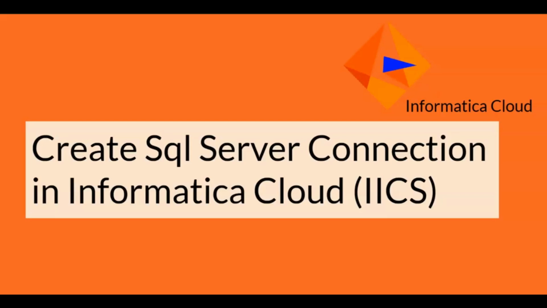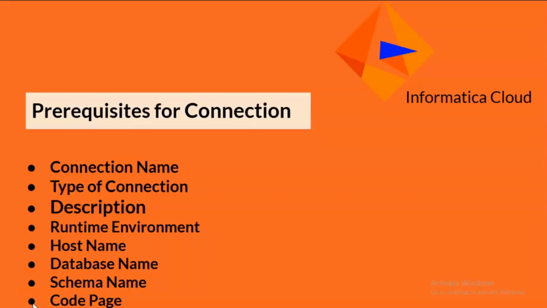Last time we created a flat file connection in IICS, but today we're going to look at how to create a SQL Server connection in IICS. It's super easy. Before creating a SQL Server connection in IICS, these are some of the details that we're going to be making use of: the connection name, the type of connection, description, runtime environment, host name, database name, schema name, and code page. Alright guys, let's dive in and see how we can create a SQL Server connection in IICS.